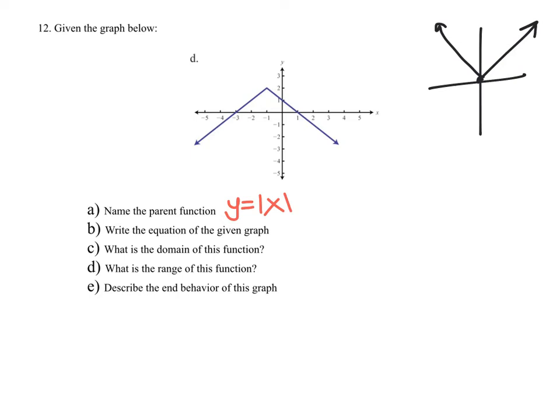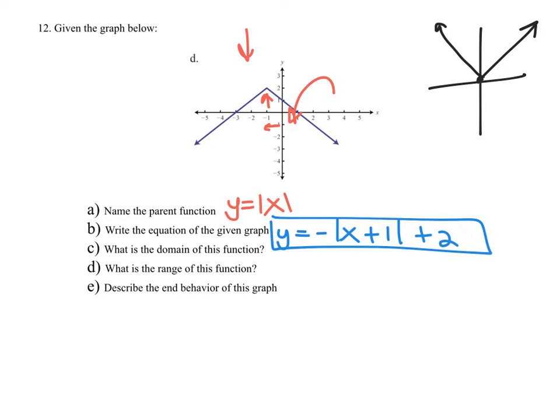Now the next question asks, write the equation of the given graph. Well, this graph was transformed, this graph right here. And the original function was moved left 1 and up 2. And it was also reflected over the x-axis. So to write this, you're going to have y equals negative absolute value of x, negative for the reflection, plus 1 for the moving left 1, and up 2, so plus 2.